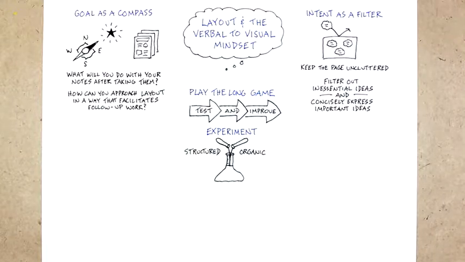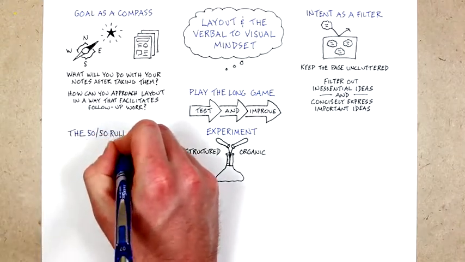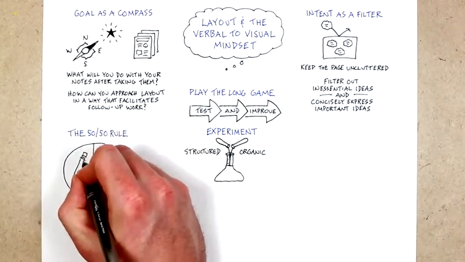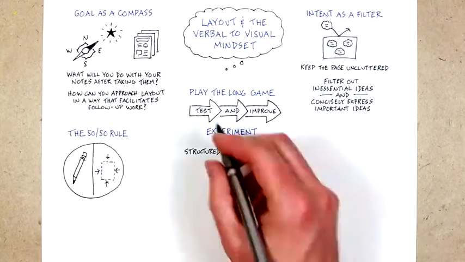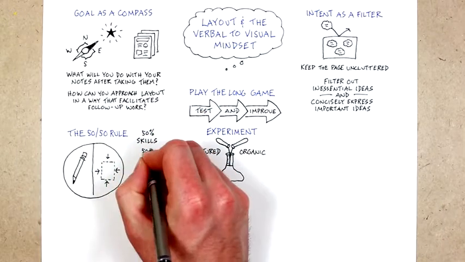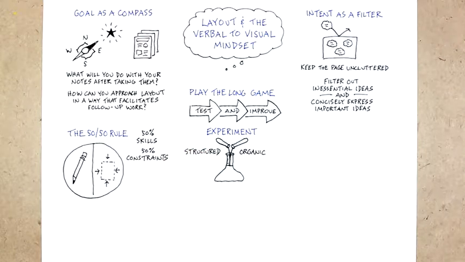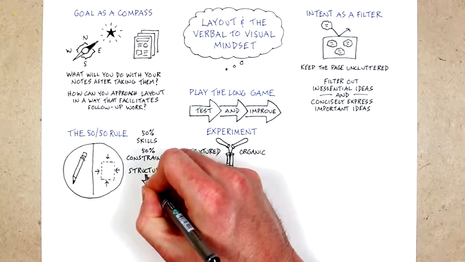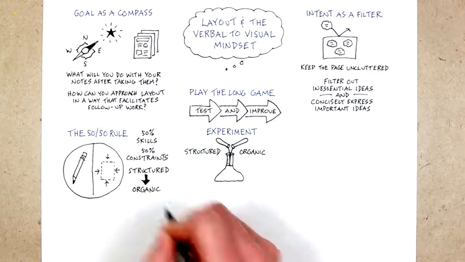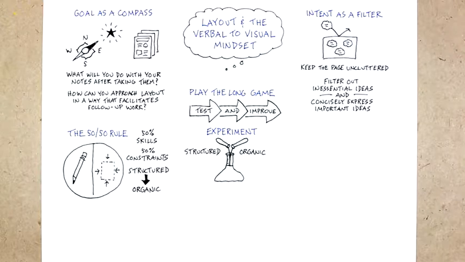And speaking of constraints, let's look at the 50-50 rule that states that taking good visual notes depends 50% on your skills and 50% on the constraints that you set up for yourself. I think that the newer you are at visual note-taking, then the more constraints you need. So I would suggest starting with a more structured approach to layout, one that's heavy on the constraints, and then over time you can move toward a more organic approach as your skills build and as you find out what type of layout styles best fit your needs.